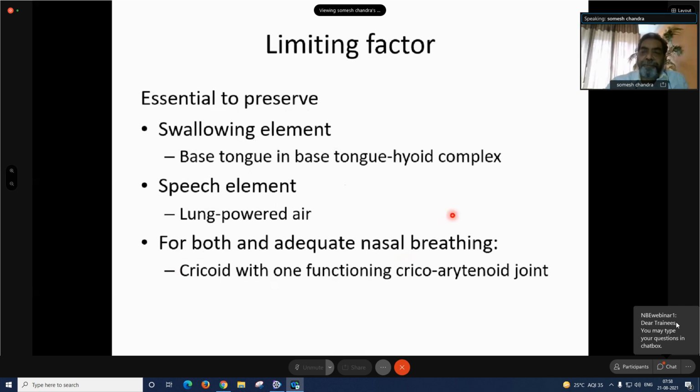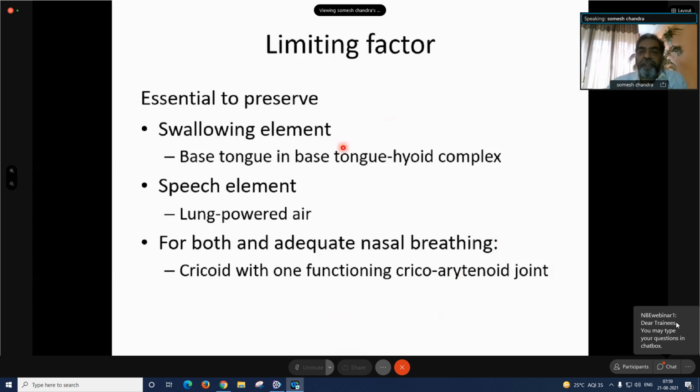What are the limiting factors towards a voice-preserving laryngectomy? For the swallowing element, if you remove the base of tongue, we cannot do a voice-preserving partial laryngectomy because swallowing is severely disturbed. For the speech element, we need lung-powered air. If you cannot use lung-powered air for phonation, it is not truly a voice-preserving laryngectomy. And for swallowing, speech, and adequate nasal breathing, all three functions, we need an intact, complete cricoid arch and at least one arytenoid. So this is the basis of doing a partial laryngectomy.